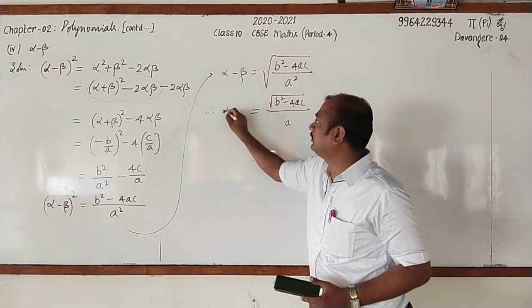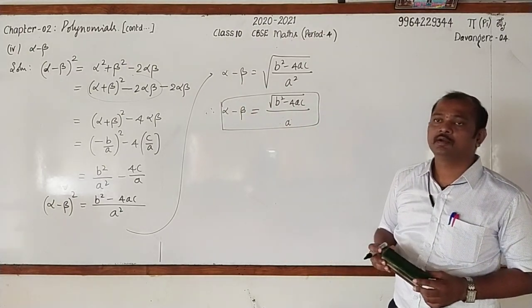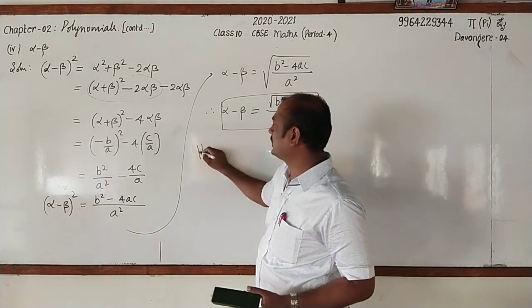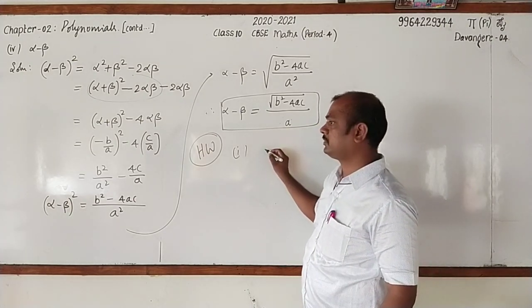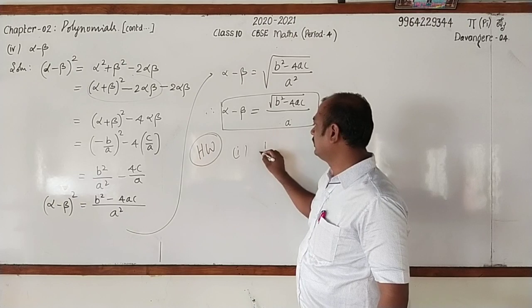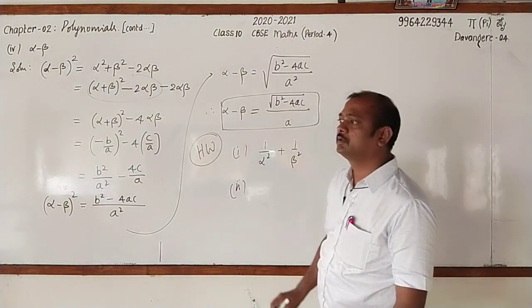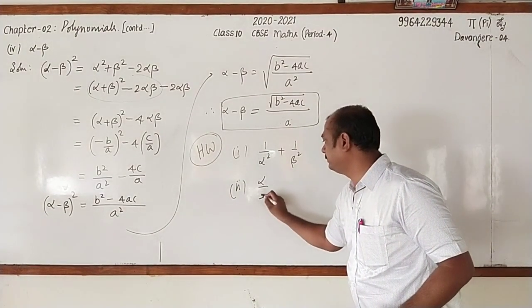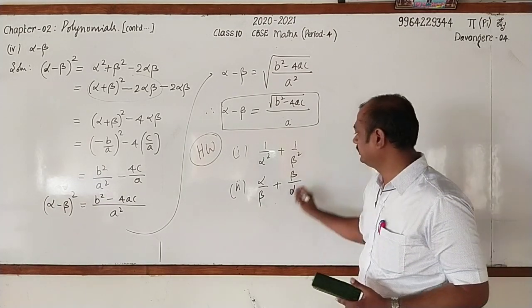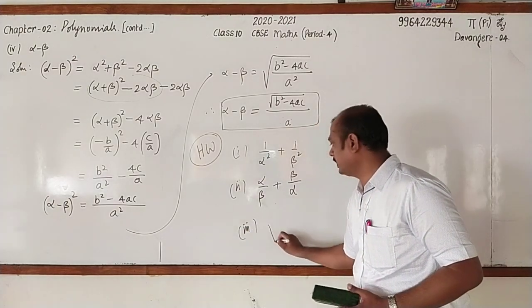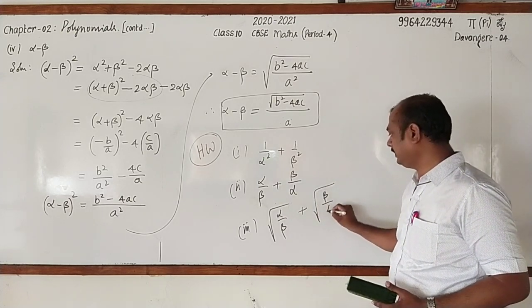So this is the value of alpha minus beta. Hope that you have understood. Dear students, just for the sake of practicing, I'll give you a few more. Just observe here. You have to find the value of 1 by alpha square plus 1 by beta square. The second one is alpha by beta plus beta by alpha.